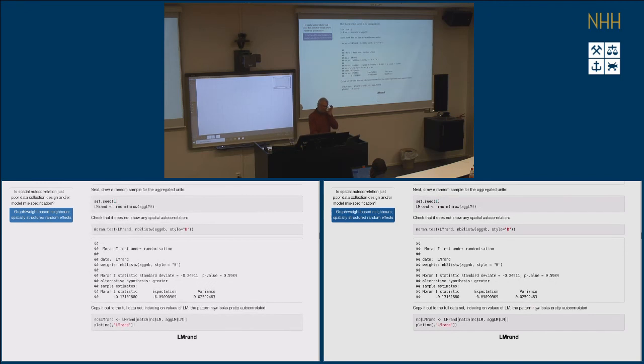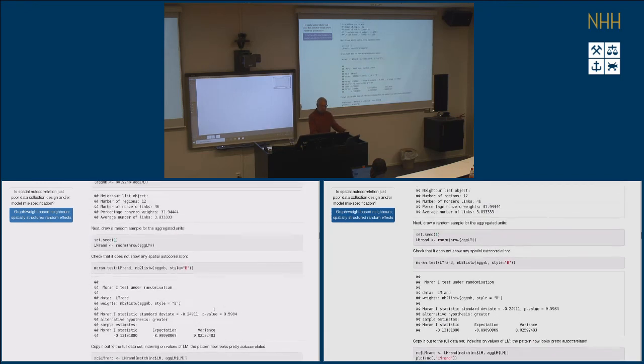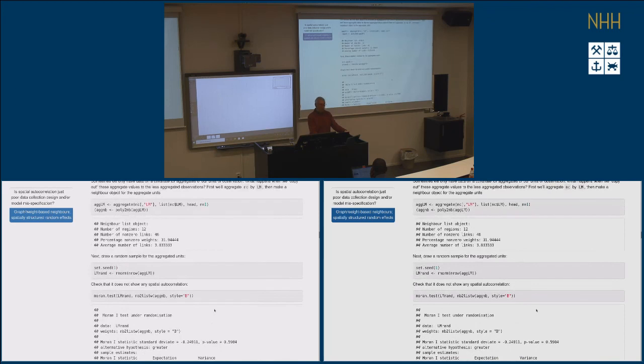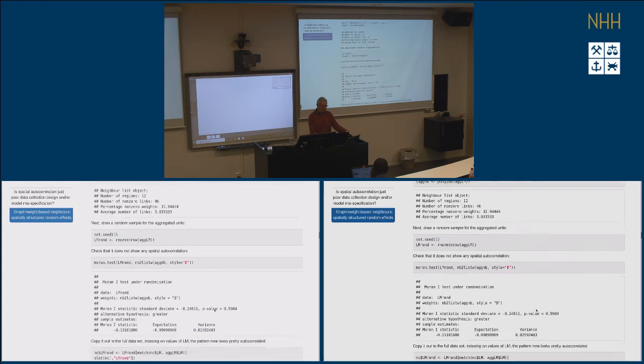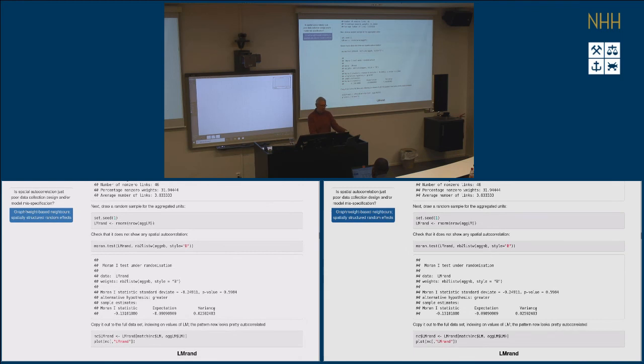Okay, so the next exercise here was simply to aggregate the data to the 12 chunks. So we've now got 12 chunks. We generate a list of neighbors for these, or a neighbor object, and again, randomize across this.